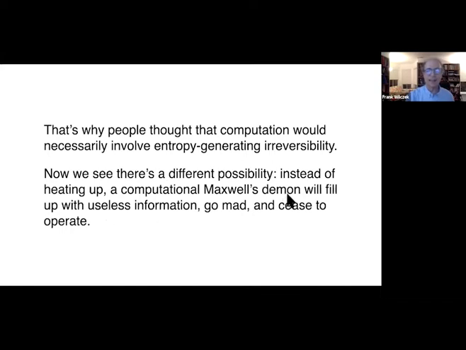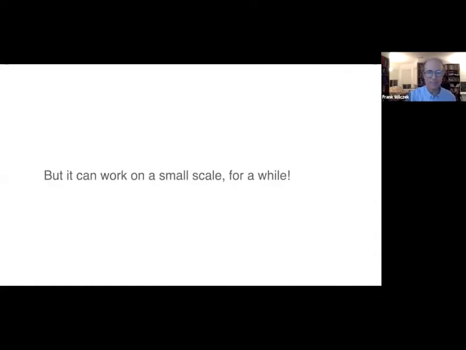And that goes back to the idea that Maxwell's demon will fill up with useless information and go mad and cease to operate because he will run out of storage space if he tries to do a lot of sorting. But it can still work on a small scale for a while, and we'll see how that unlocks conceptual possibilities for, quote unquote, violating the second law of thermodynamics effectively on a small scale for a while and doing very interesting things technologically.